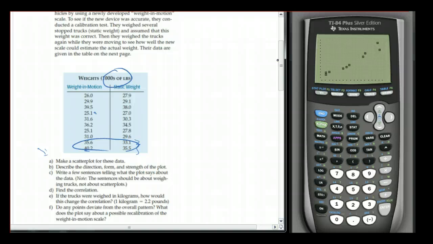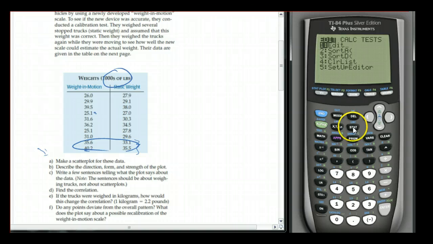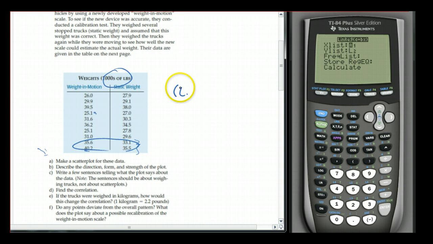Your calculator does this for you. So here we go. Hit stat, go to calculate, and now go down to 8, which is your linear regression. It's going to calculate the coefficient of correlation for you. Again, the default is L1, L2. On your calculator, you might have to enter L1 comma L2 to tell it, and then enter.